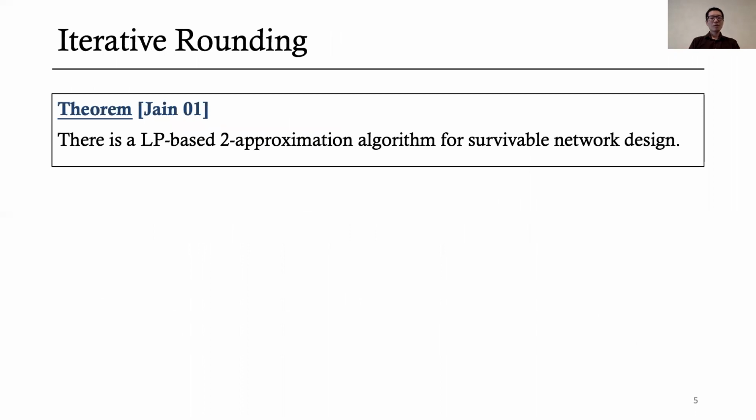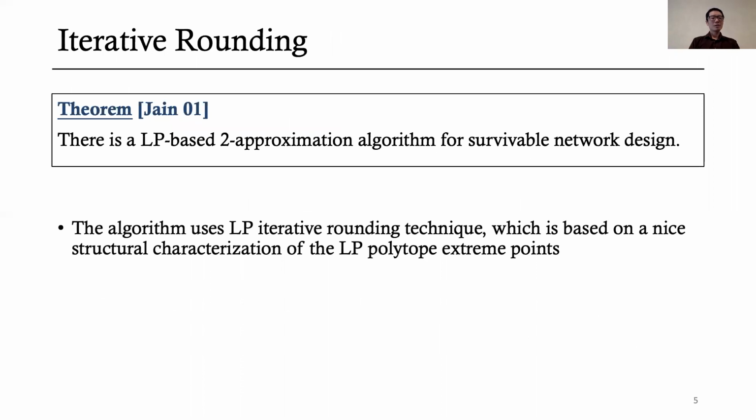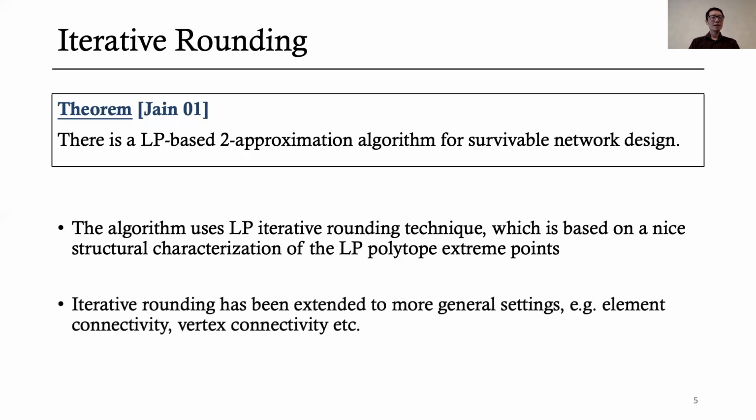The classical approach for this problem is based on linear programming relaxation. Jain showed that there is an LP-based two approximation algorithm for survivable network design. The algorithm uses the LP iterative rounding technique, which is based on a nice structural characterization of the LP polytope extreme points. This is still the best known algorithm for survivable network design so far. And the technique of iterative rounding has been extended to many more general settings, for example, element connectivity, vertex connectivity, etc.